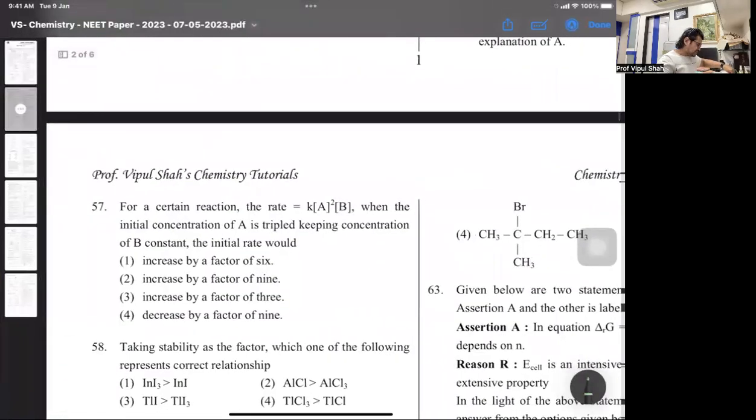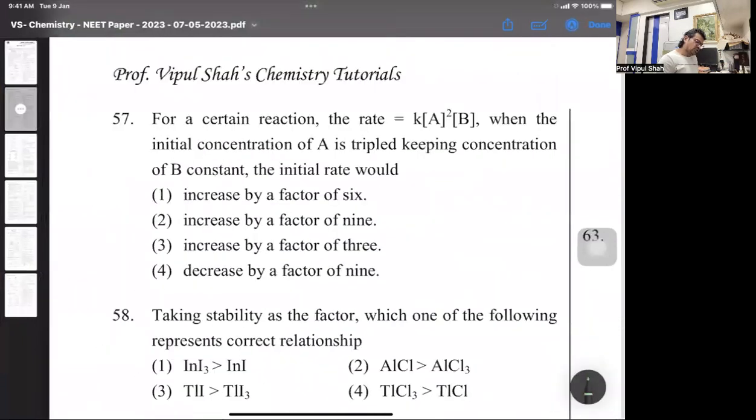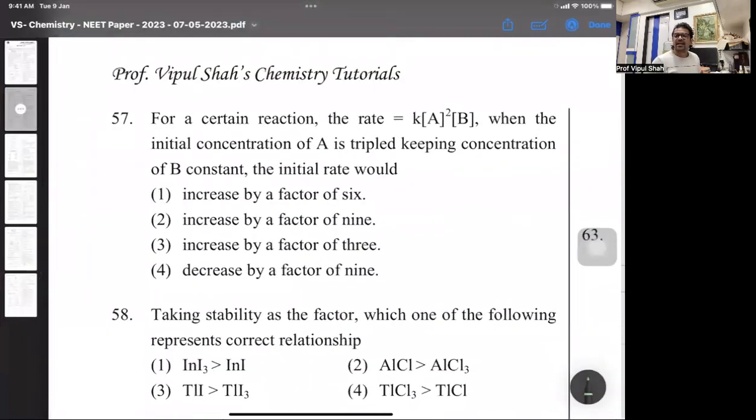Then the 57th one. For a reaction rate equals k A squared into B, when the concentration of A is tripled, keeping B constant, what would the initial rate be? Very simple: A will be 3 raised to 2 and B will be constant as it is. So 3 squared k, that's 9. So the rate of reaction will increase by a factor of 9. So 57 is 2.